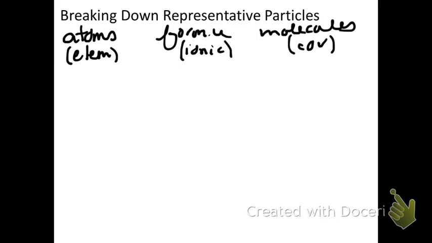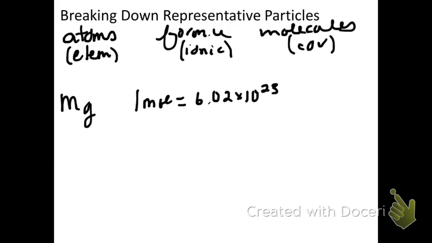Okay? So when you get something, like let's say magnesium, and I want to say 1 mole is equal to 6.02 times 10 to the 23rd what? Your job is to decide what magnesium is classified as. Is it an element, an ionic compound, or a covalent compound? Since magnesium is an element, 1 mole of magnesium is equal to 6.02 times 10 to the 23rd atoms. The reason this is so is because the smallest piece that magnesium can be broken down into without changing its properties is the atom.